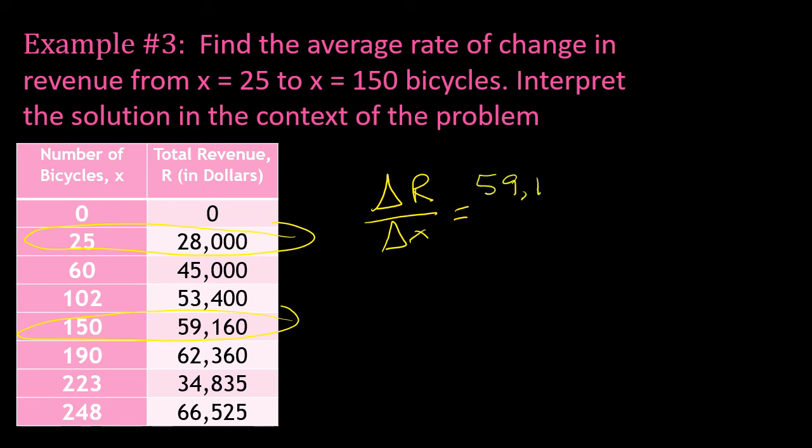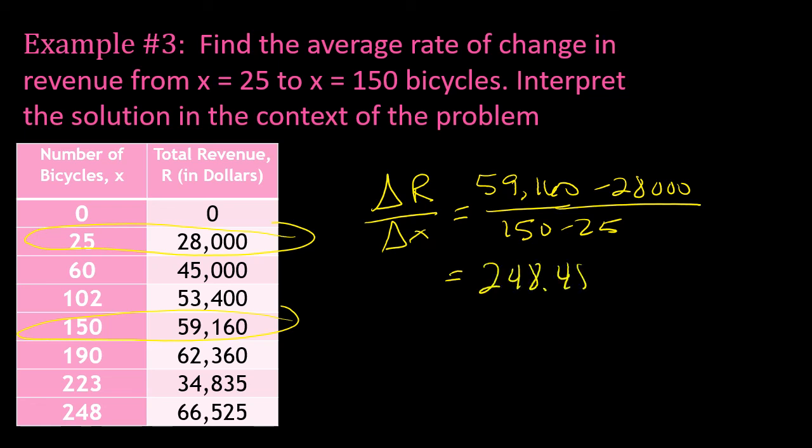So 59,160 minus 28,000, and x is going to go from 150 to 25. Again, calculator problem. So 59,160 minus 28,000, and I'm going to divide that by 125. And I get 248.48. So that's going to be dollars per bike.